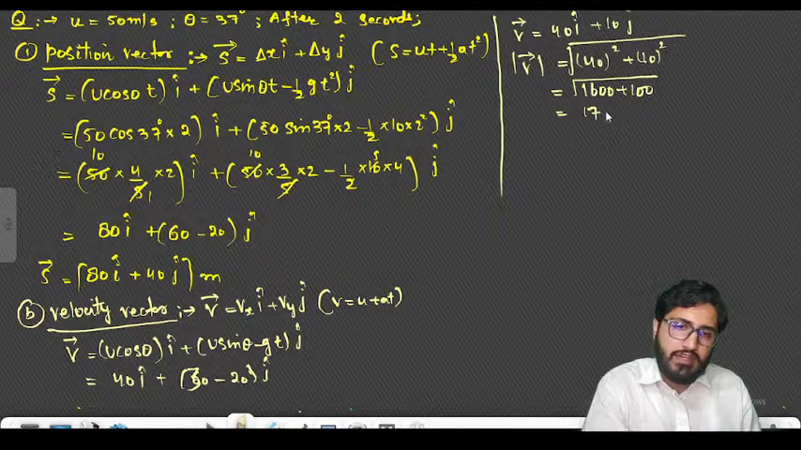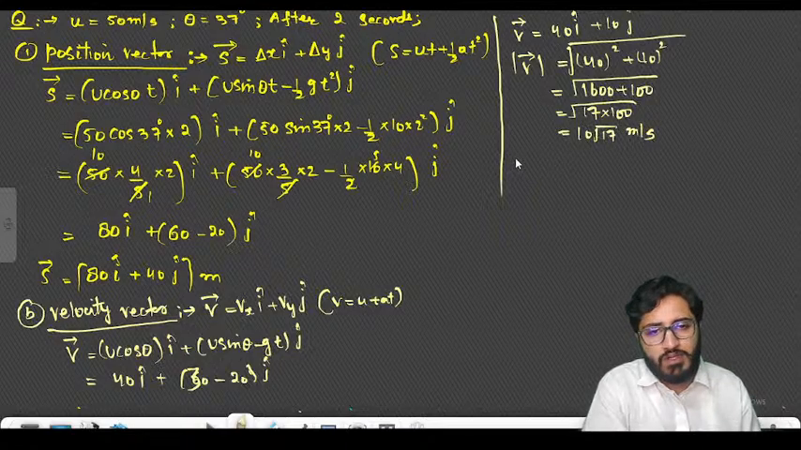It will be root 1700. I can write it as 10 root 17 meter per second. Third part, what is alpha?